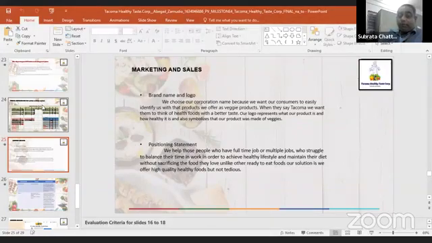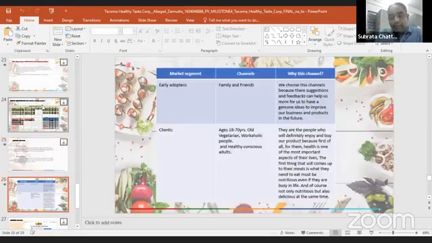They want to help those people who have full-time jobs or multiple jobs, or who struggle to balance their work, in order to achieve a healthy lifestyle and maintain their diet without sacrificing their food. So they offer a solution for high quality health foods, which is not tedious as per their perception. And who would be the early adopters? The family and friends. So people who are in close vicinity and proximity, whom they know.